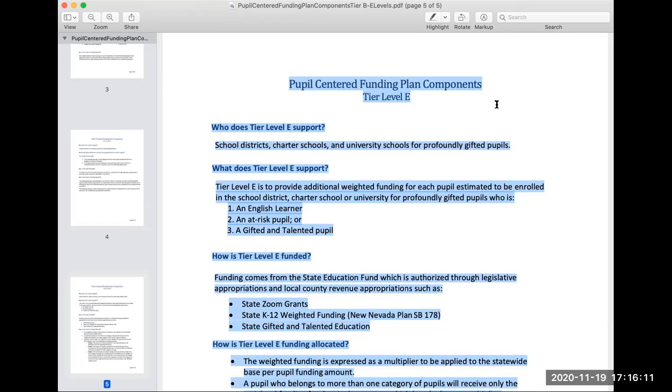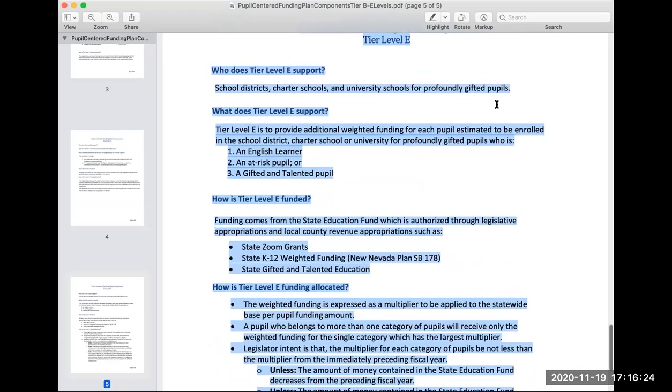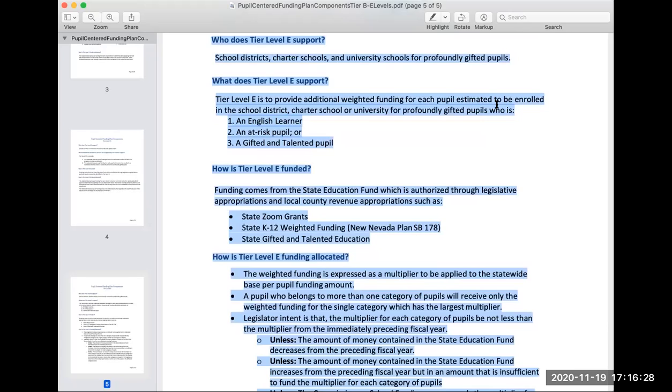The statewide base per pupil funding amount is determined by the legislature for each fiscal year of the biennium and multiplied by the projected enrollment. Page 4 of 5. Pupil-centered funding plan components. Tier Level E. Who does Tier Level E support? School districts, charter schools, and university schools for profoundly gifted pupils.